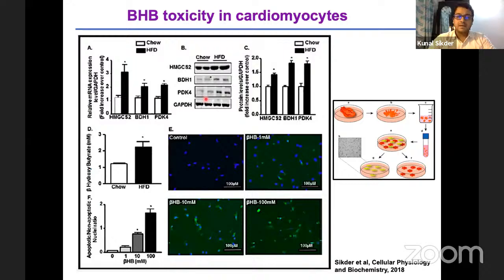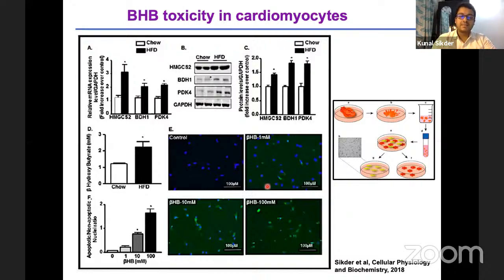But still, we were kind of confused whether the beta-hydroxybutyrate or the ketone bodies are that dangerous for the heart. So what we did is that we isolated neonatal cardiomyocytes from the neonatal mice pups. And then we treated these cells with beta-hydroxybutyrate in different concentrations, like 1 millimolar, 10 millimolar, and 100 millimolar. The physiological condition, just to mention, is between 1 and 10 millimolar. And we have seen enough apoptosis.